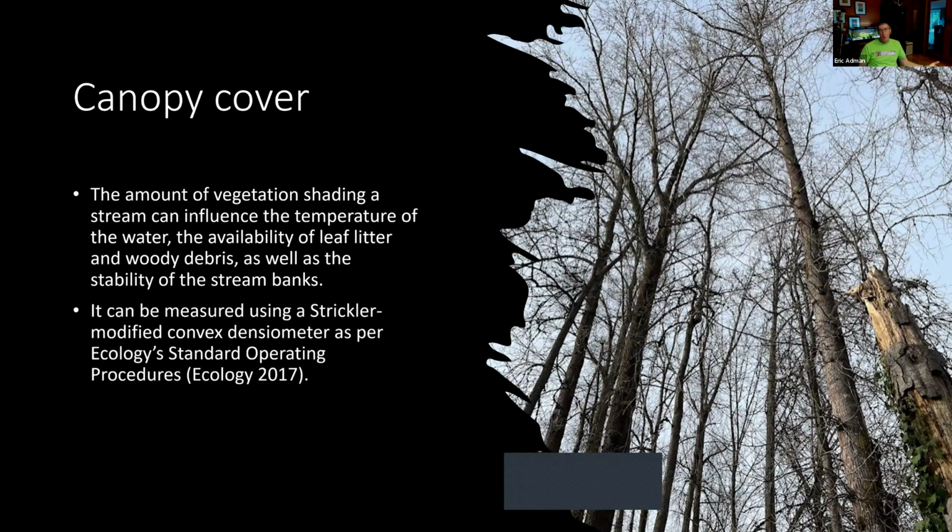There's a tool called a densiometer, which is the thing I just showed you a picture of, and there's a procedure for measuring canopy cover using it. Essentially the densiometer is like a little mirror with a grid on it, and you cover a portion of it, and then you look into it and observe how many points are covered or not covered by reflected trees.